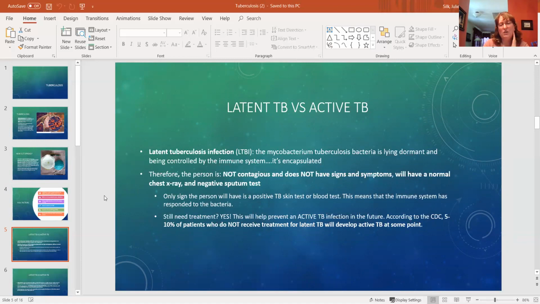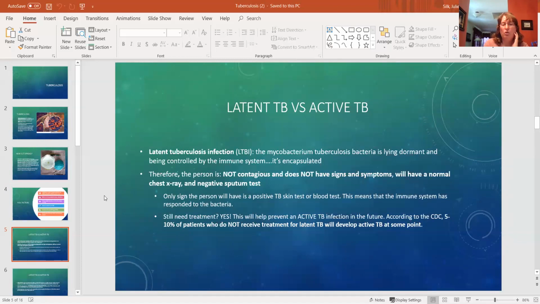What your body does is when it gets inside your body, it tries to activate your immune system and tries to fight it off and encapsulate it. So therefore, if you have latent TB, you're not contagious at the time. So no active signs and symptoms.